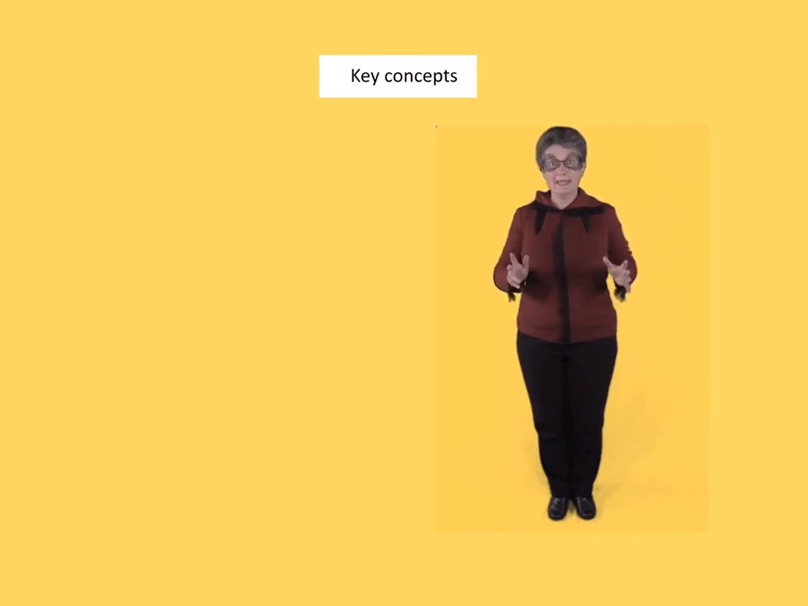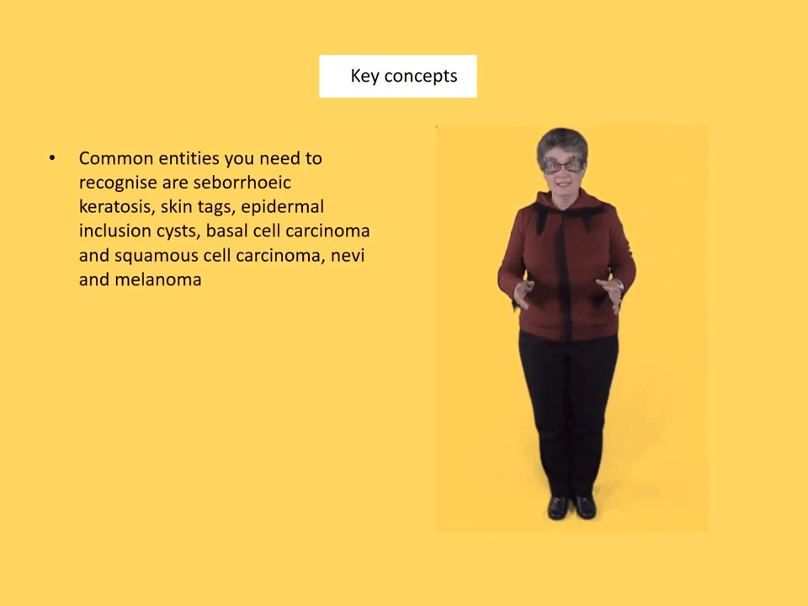There are some common entities that you need to recognize in skin pathology. These are seborrhoeic keratosis, skin tags, epidermal inclusion cysts, basal cell carcinoma, squamous cell carcinoma, nevi, and melanoma.